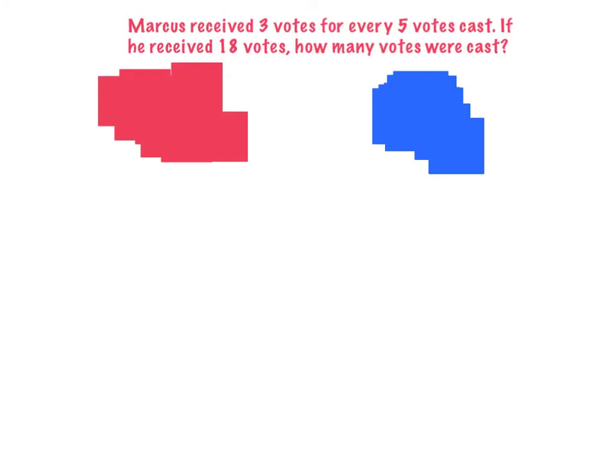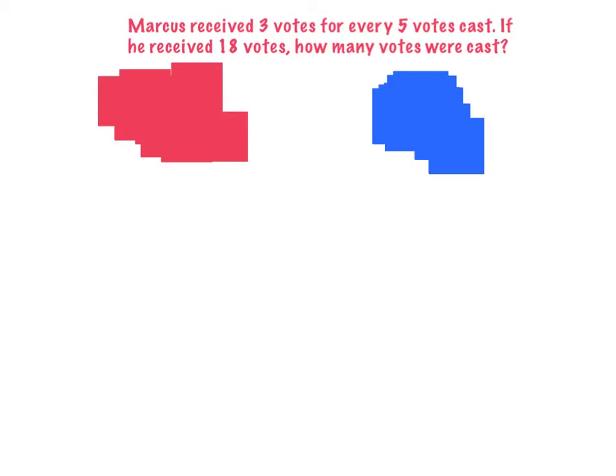Okay, here's a number story for us to think about. In this first one that we do together, I'm going to model for you using tiles like we did yesterday. And then after that, I'm going to show you how to do those with just number models. So Marcus received 3 votes for every 5 votes cast. If he received 18 votes, how many votes were cast?